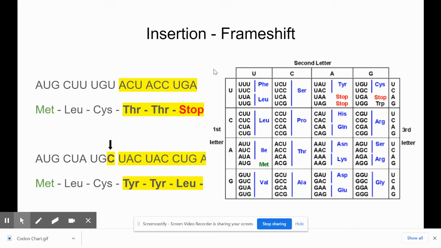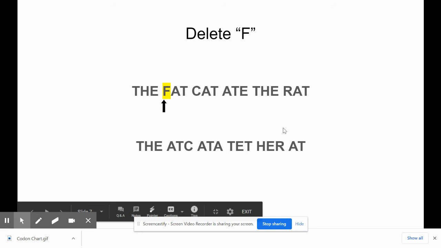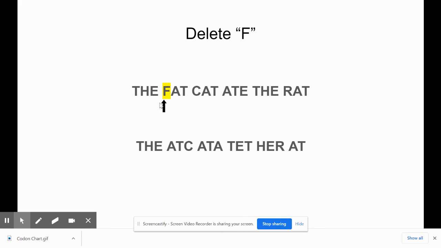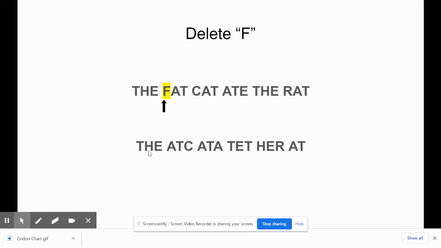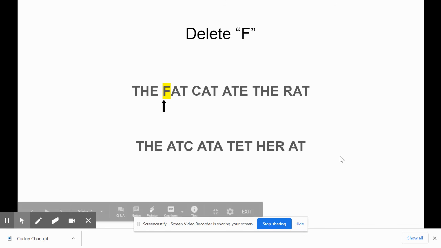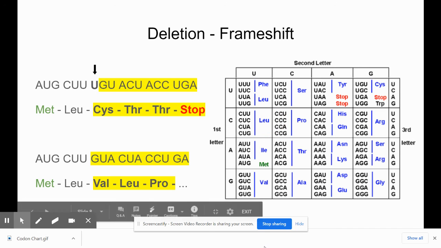That's an insertion. Now, if you delete a letter, and we go back to our sentence here, the fat cat ate the rat. If you delete a letter, the same thing happens. Instead of the fat cat, we have the ATC, ATA, and so forth. It's missing that F there. This means nothing. And very similarly, the amino acid sequences will mean nothing.